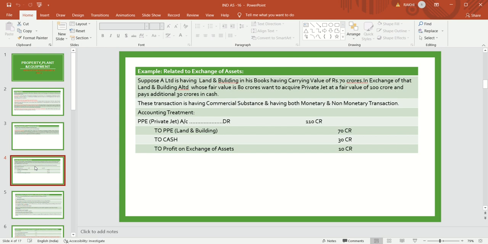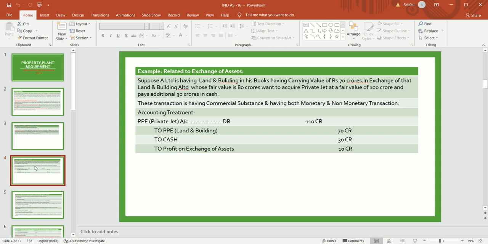So PPE is to be debited, that is the private jet is to be debited with 110 crores, that is 80 crores plus 30 crores. 80 crores is the fair value of land and building, and 30 crores is what the company pays as cash. So 110 crores is to be debited to the private jet account, that is PPE, and they will credit the PPE land and building with the carrying amount, that is 70 crores. And the balance they have to pay in cash, that is 30 crores.